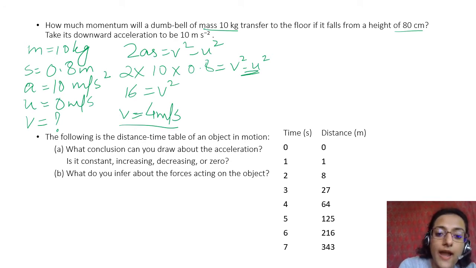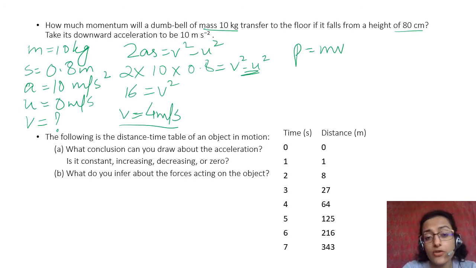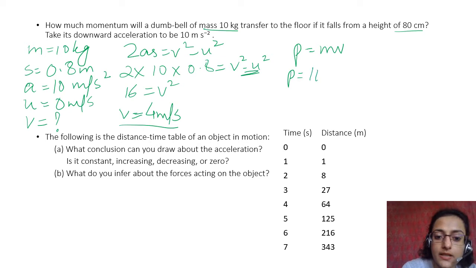Right? And we have to find the momentum. P is equal to mv. Right, because the initial momentum was zero, because the initial velocity was zero. So you have to find the momentum with the velocity with which it reaches the ground. Okay? So P is equal to mv. P is equal to mass, which is 10, into velocity, which is 4. So P is equal to 40 kilogram meter per second.